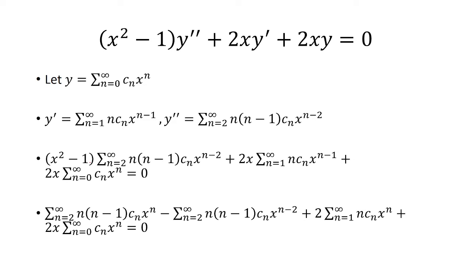And at this point, I distribute the sum n equals 2 to infinity to both the x squared and the negative 1. What happens is when I multiply by x squared, this becomes x to the n. And then I have minus the sum. And when I multiply this x here, it becomes x to the n. And then plus the last sum here.